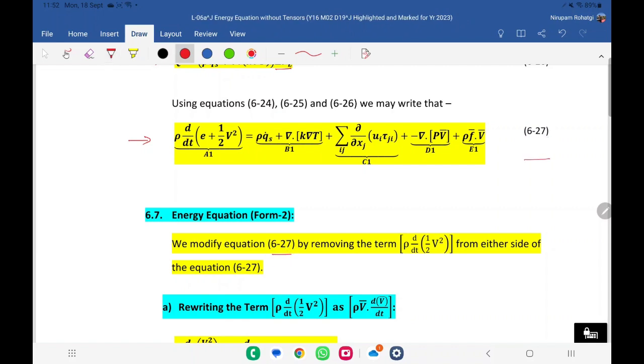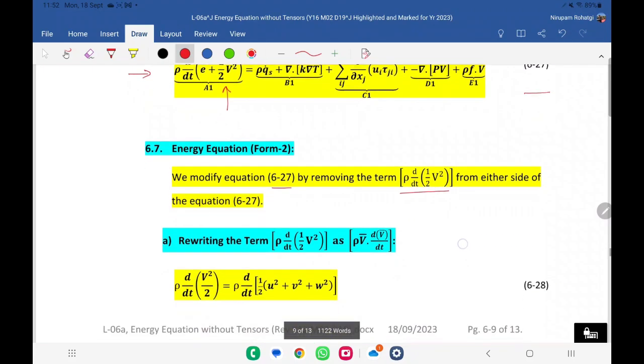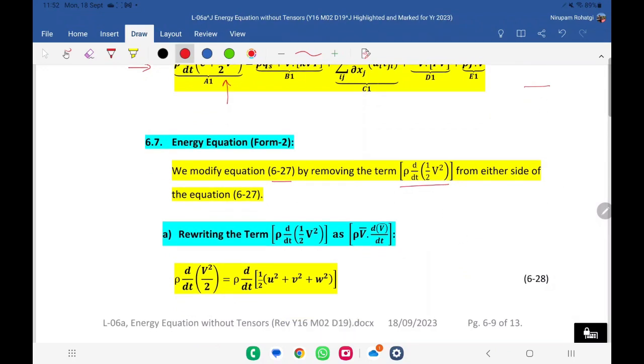We are simplifying it. Now what we are doing is that in this equation 627, by removing this term from either side of the equation. So you can see that this term is there on the left, we are talking about this term, but it is not there on the right side. But we will find out it is there, and then we will cancel it out. So our equation will become a bit more crispy, shorter.